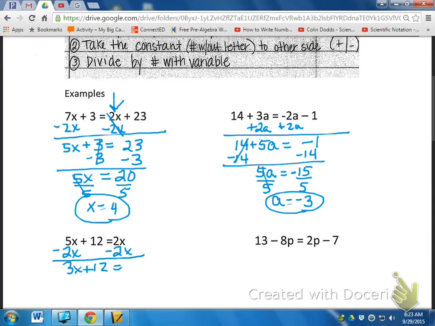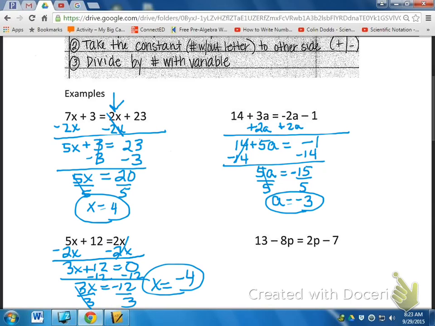3x plus 12 equals, and if that all cancels out over there on the right, what do you think I should put? 0. That's where kids say, something's wrong. But it's not. It's okay. Now, Tori, what would be my next step? Subtract 12. And what would I bring below the line? 3x equals negative 12. And now divide by 3. And I'm going to put over here x equals what? Negative 4. Okay, very good. That was a good one.